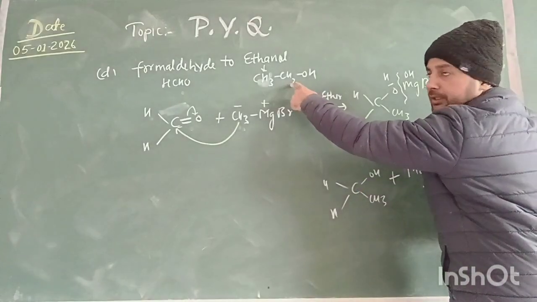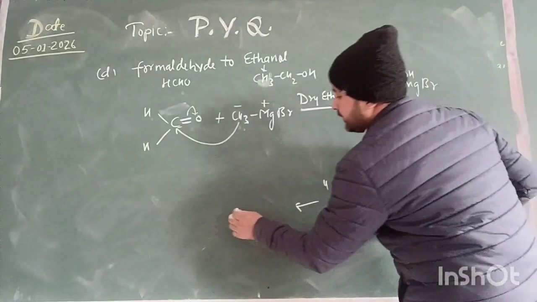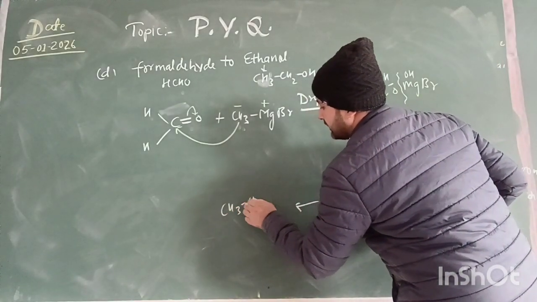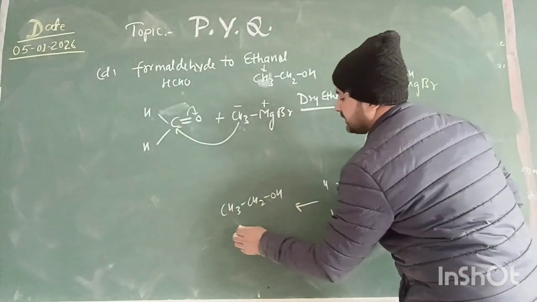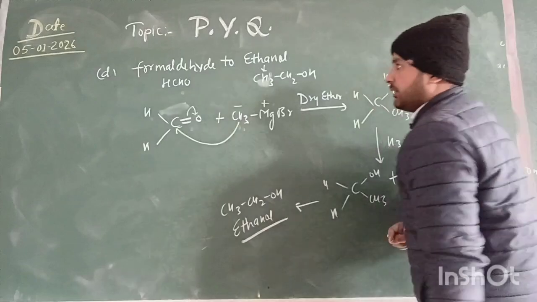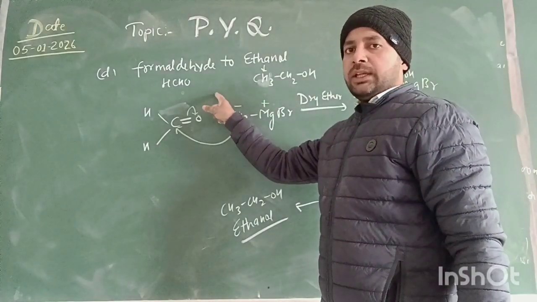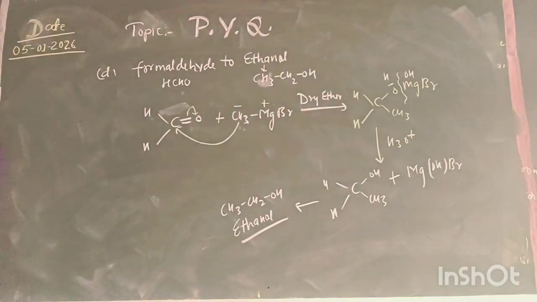You can see this is the same compound. So we can write it like this one: CH3, CH2, and this is OH. This is ethanol. So in this way, we can convert formaldehyde to ethanol. So this is the method. Now we will understand our next question.